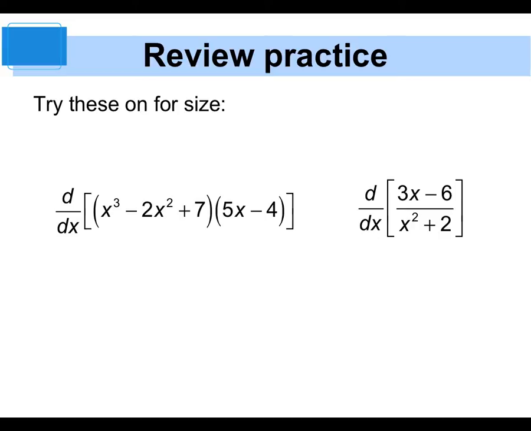Don't bother simplifying that much. You get it done. First times derivative of second, second times derivative of first. And just leave it there. We're good. Quotient rule, however, is more important.